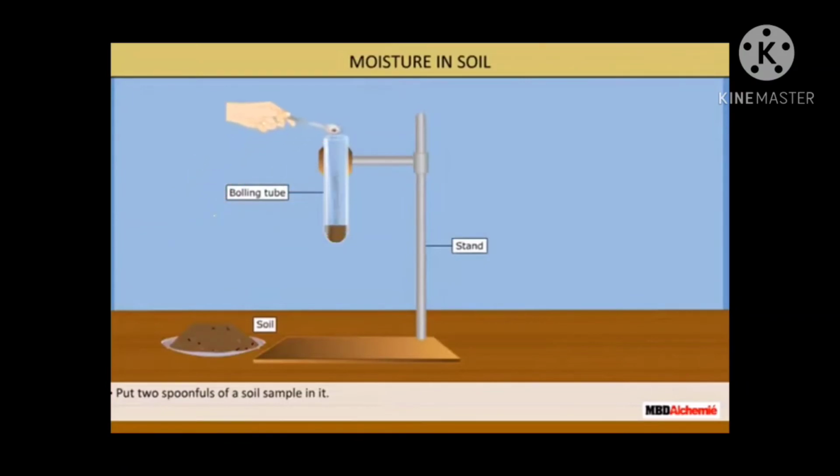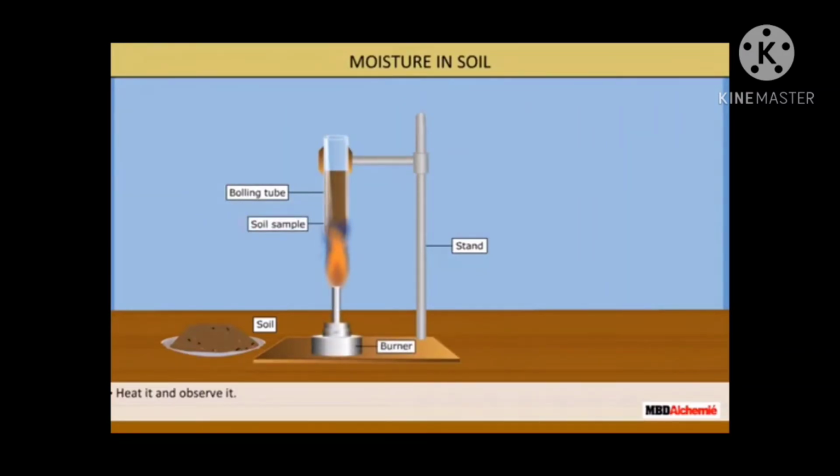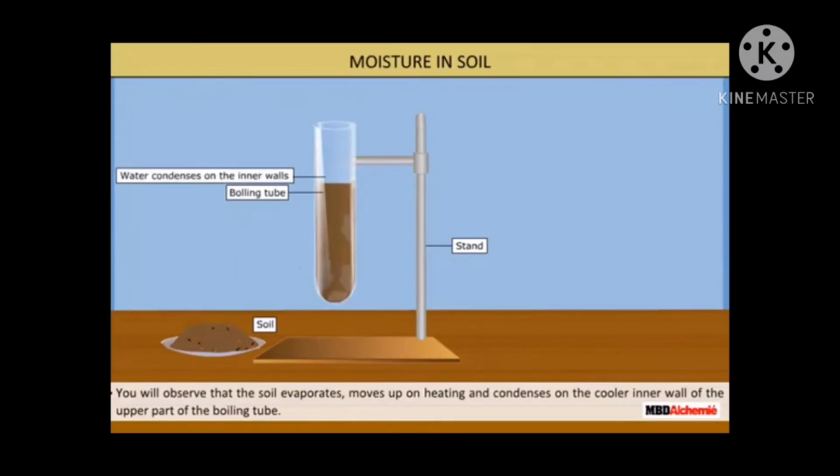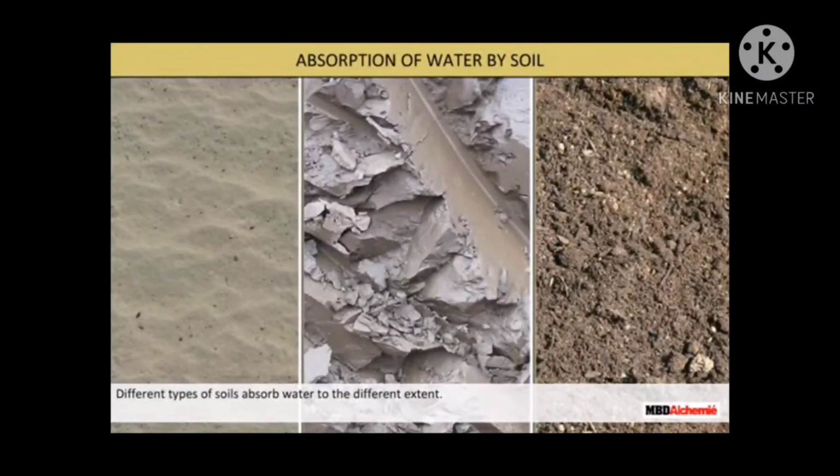Put 2 spoonfuls of finely ground soil sample into a test tube and heat it using a candle or a Bunsen burner. You will observe that moisture evaporates from the soil, moves up on heating and condenses on the cooler inner walls of the upper part of the boiling tube. You can observe in the video how it is cooling. So this is nothing but moisture in the soil.